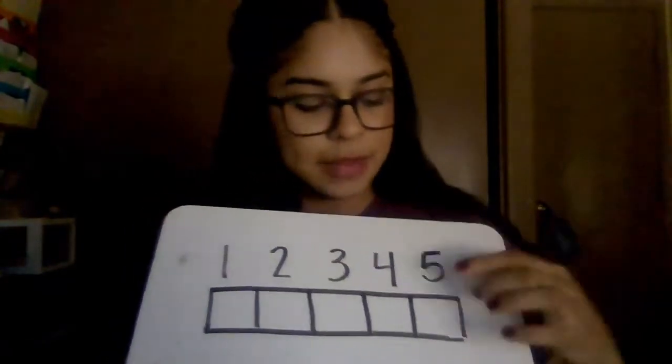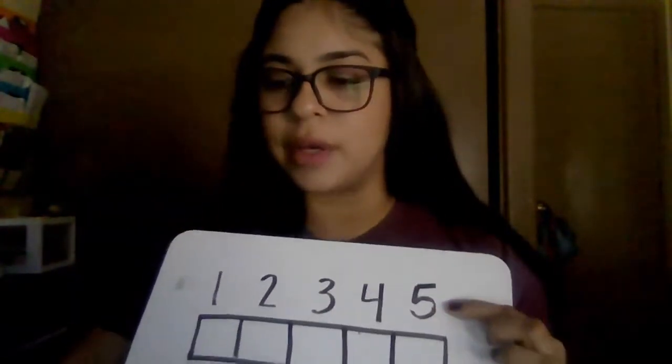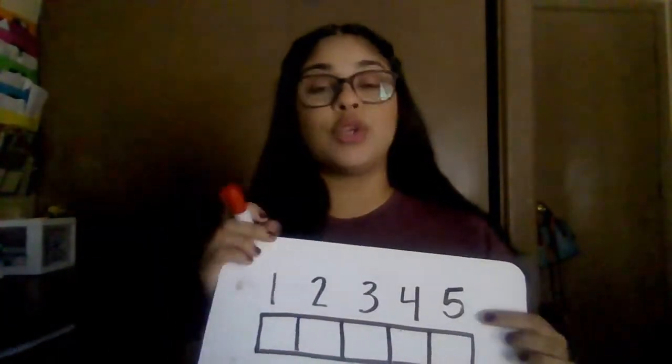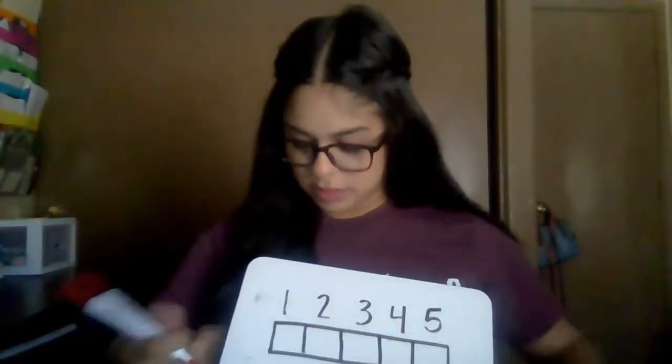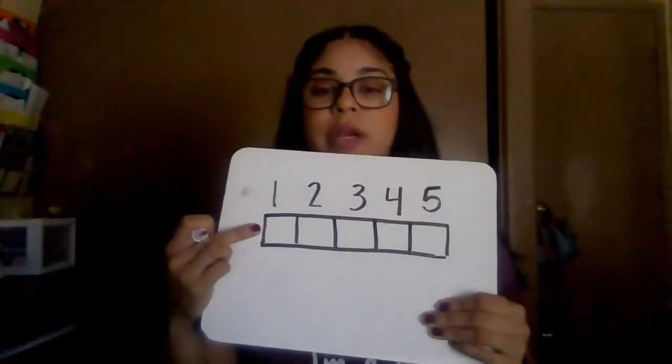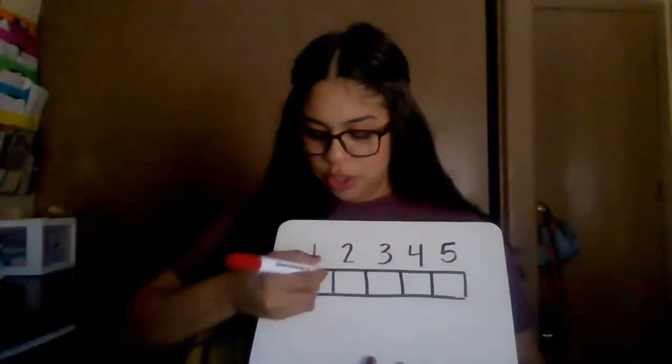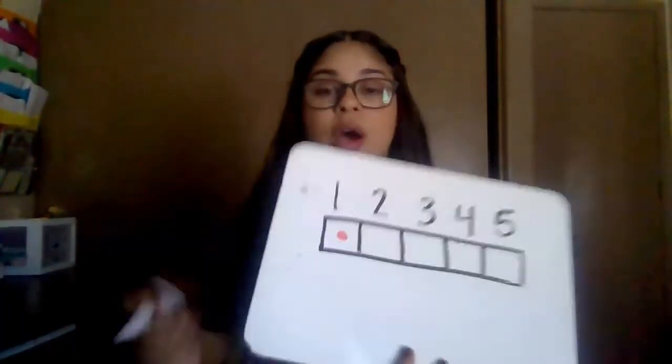We want to make sure we're giving enough processing time, and enough time for them to give us a response. So we want to be patient. 5. 5 is over here. Good job. So we're going to count to 5, and I want you guys to tell me when I need to stop. Okay? So remember, we always start at number 1. So put your first block on number 1.